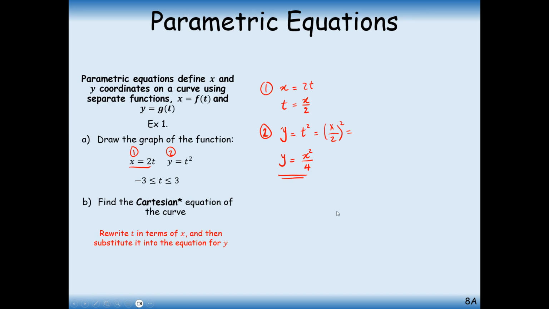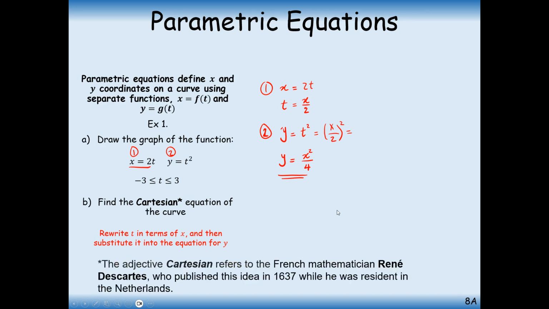Now, Descartes was a French mathematician who lived about a couple of, three centuries ago in the Netherlands actually. Okay, so let's look at the next example together.